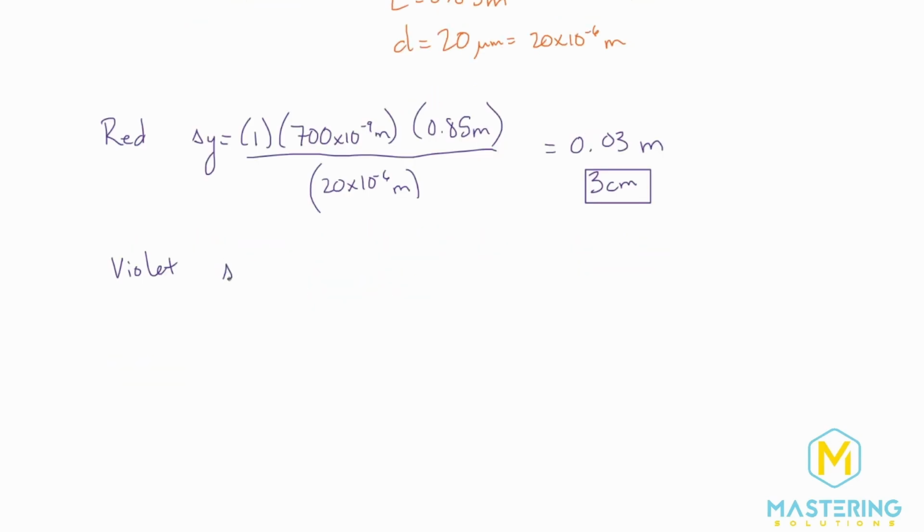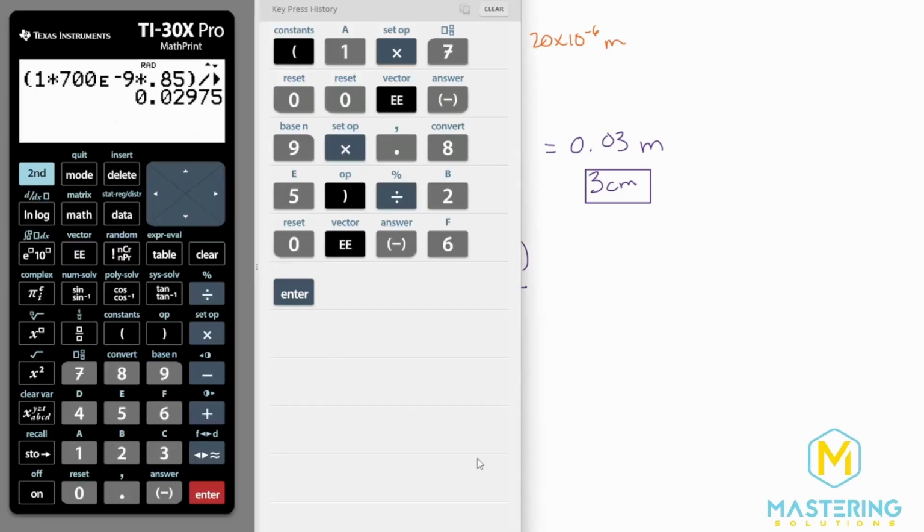Now when we do the violet, for the violet delta y, we're going to have all of the same information. The only thing that's going to change is now we have 400 times 10 to the negative 9 meters. The L, or distance to the screen, of course, is the exact same, as is the d spacing, or the slit spacing. And so if we go back to our calculator, we can use the exact same equation. We just need to change this from 700 to 400.